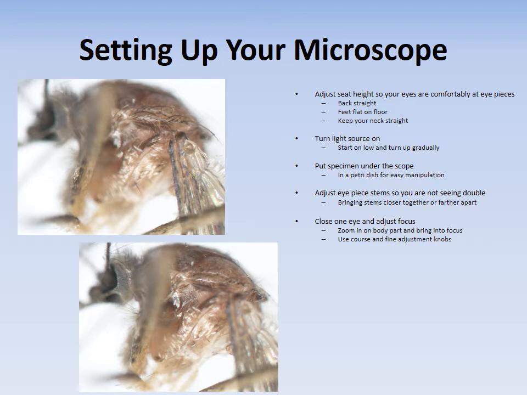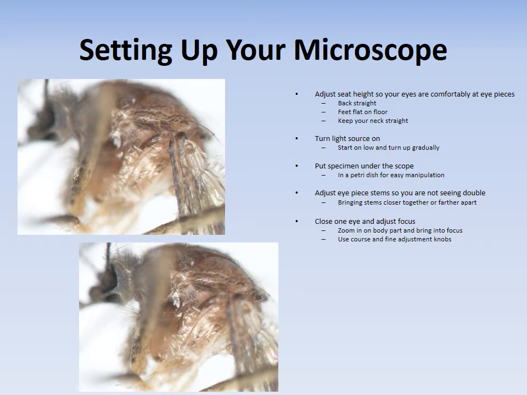So on some microscopes, both eyepieces can be adjusted and on some of them only one. If both of them can be adjusted, then it doesn't matter which eye you close first. But if only one of the eyepieces can be adjusted, then you're going to close the eye where the eyepiece can be adjusted, and the one that's stable, you're going to have that eye open.